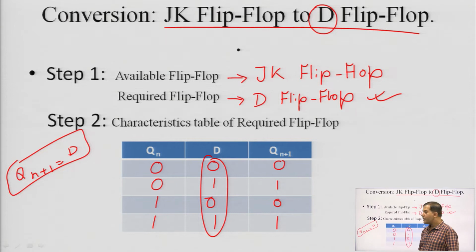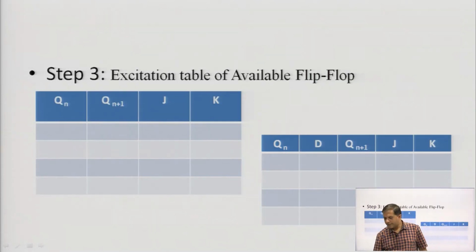Clear up to this? We have identified the available and required flip flop, then we have drawn the characteristic table of the required flip flop. Again I am telling, if you have any doubt about the characteristic table, excitation table, or final truth table, then just refer to the slides for SR flip flop, JK flip flop and D flip flop. It is already discussed in those lectures. Okay. So, now the next step is the excitation table of the available flip flop.